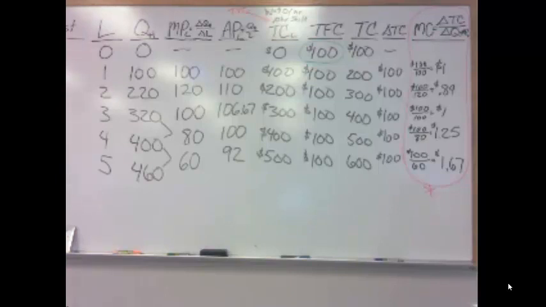So the law of diminishing marginal product causes marginal cost to be increasing. This is, let's put in parentheses here, our upward slope, the upward sloping marginal cost.